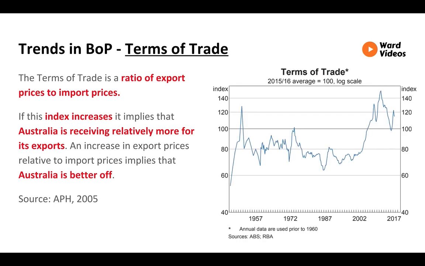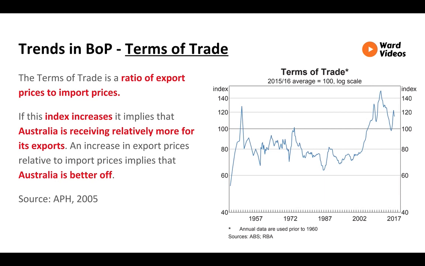Looking at the data once again from our friends at the RBA, it can be seen that Australia's terms of trade are very volatile, or fluctuate a lot. This can be attributed to our exports, iron ore, coal, etc., being in a very volatile market. Prices for these commodities fluctuate a lot.